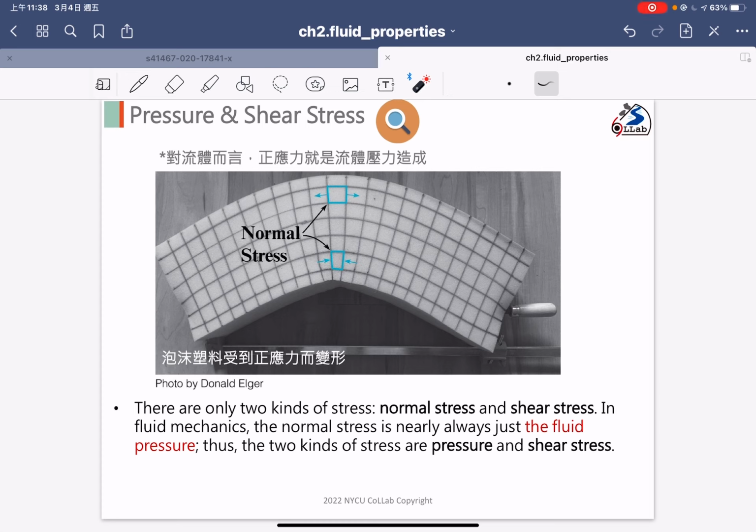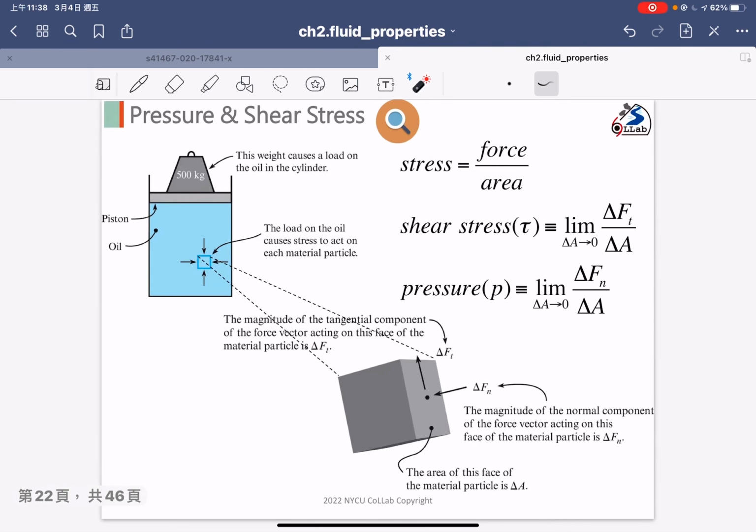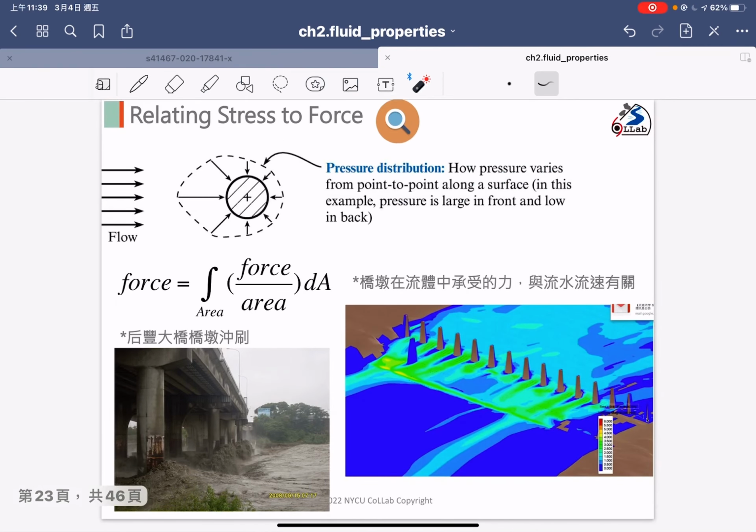So in our case, we don't say normal stress. We always say that is the pressure. And another stress is the shear stress. So in our textbook, we use tau for the shear stress, and P for the pressure. And we know the definition of stress is computed from the ratio between the force and the acting area. That's common sense, so I just skip it.